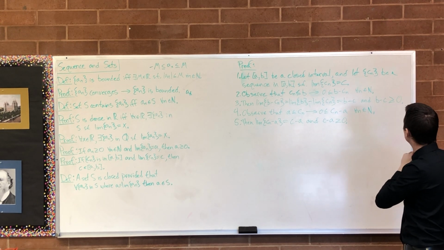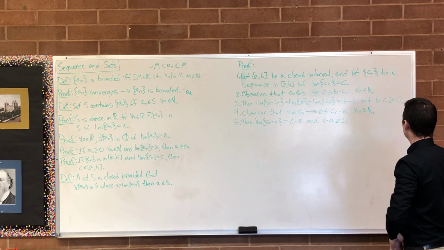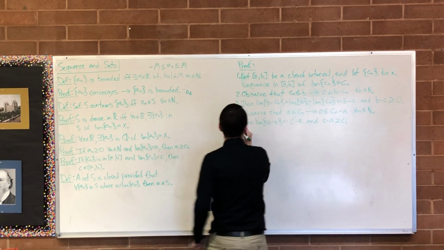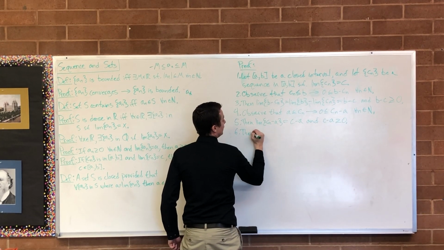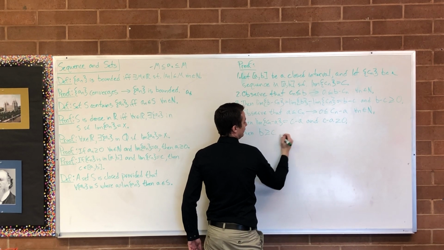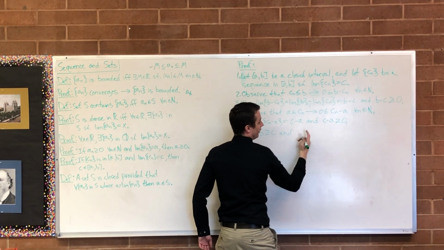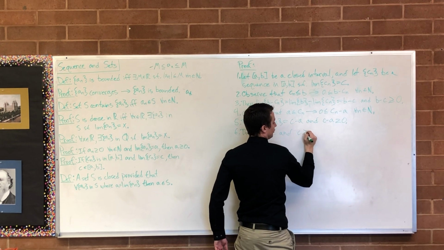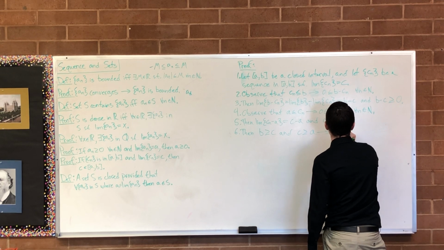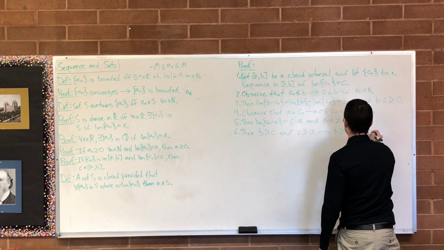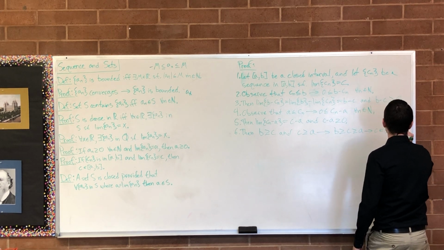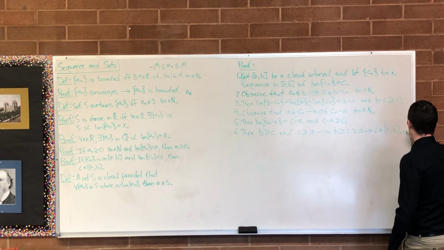So that just gives me both my inequalities. Then from here I get B is greater than or equal to C, and from here I get C is greater than or equal to A, which gives me B greater than or equal to C greater than or equal to A, which gives me C is in the closed interval [A, B]. You follow that?